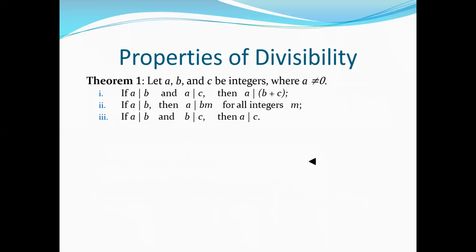Form 2: if a divides b, then a divides bm for all integers m. When we introduce a new value and multiply it by b, our dividend, a is still a factor of that product. So there's no change; it will not yield a does-not-divide.